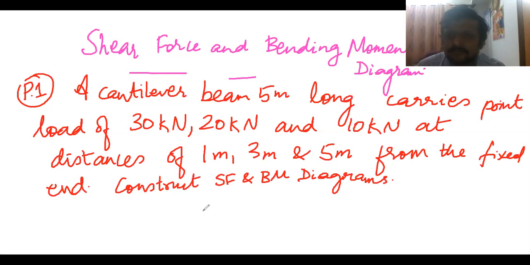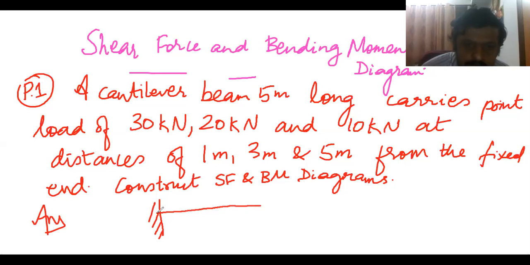Very easy, friends. So let me draw the diagram for you. So what is happening here? Cantilever one end will be fixed, other end will be free. So this is a cantilever beam. One end is fixed, this is free. This is fixed, and this is free. So cantilever beam 5 meter long.